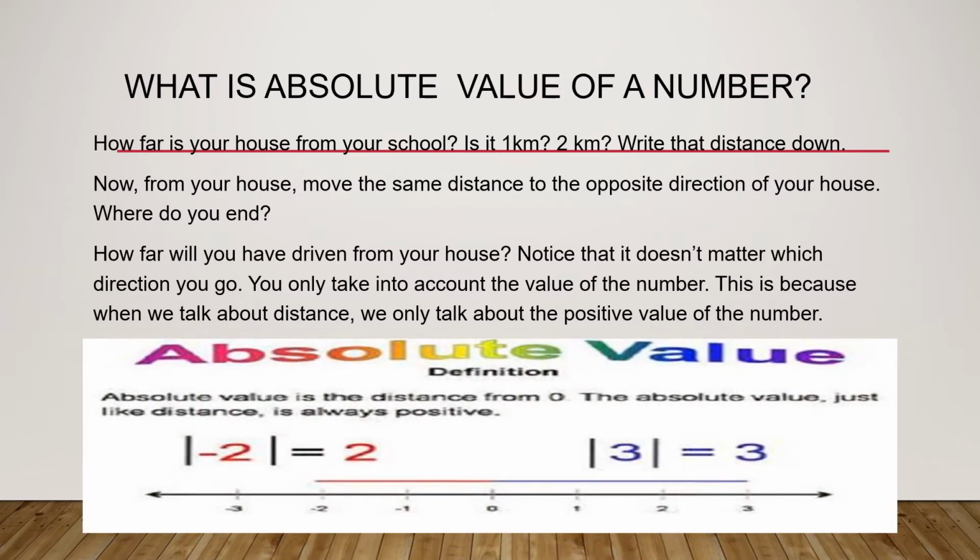Okay, so what is absolute value? By definition, absolute value is the distance from 0. The absolute value, just like distance, is always positive. Now here, these two vertical lines are the symbol of absolute value. So the absolute value of 3 is 3. The absolute value of negative 2 is 2.